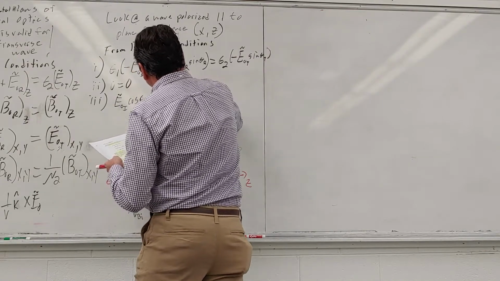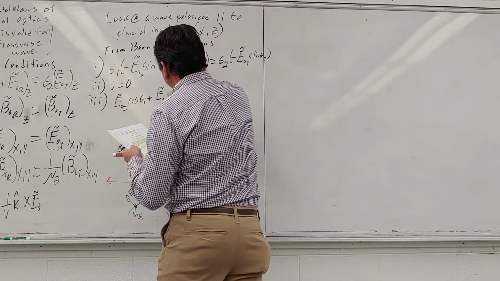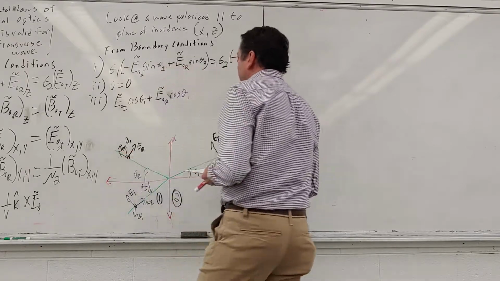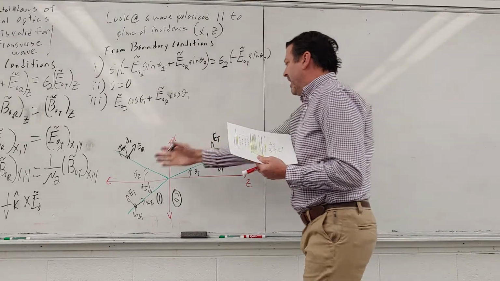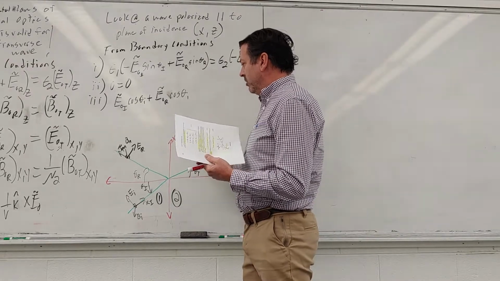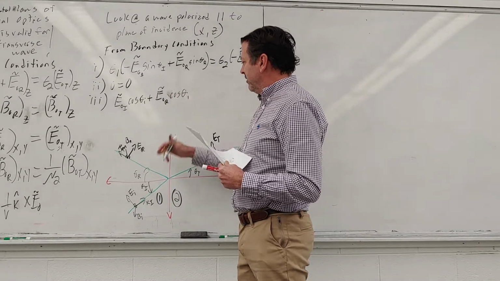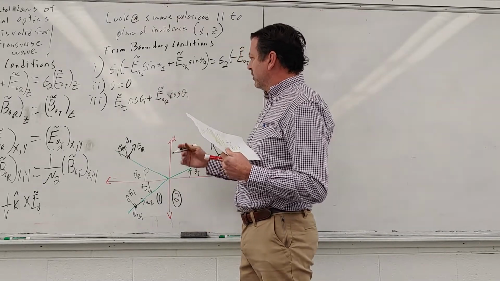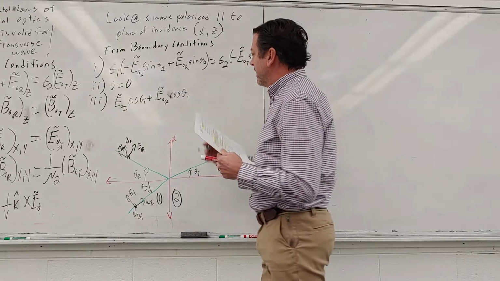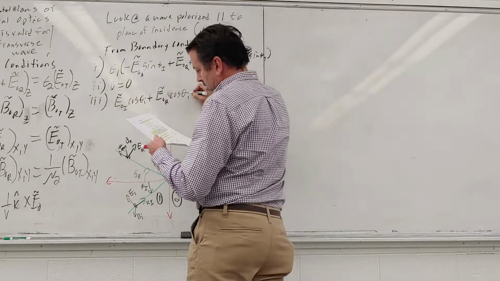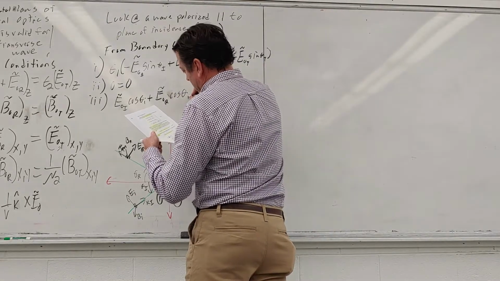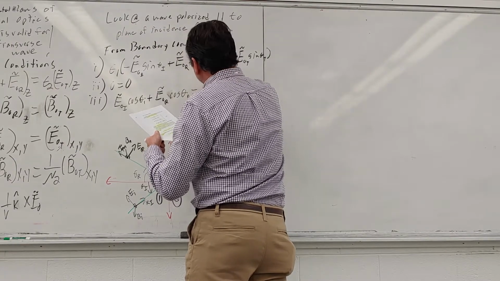So we got the reflected cosine. The sine would be in this direction here. And so for the wave, the cosine of that angle is going to be in the XY plane. Let's see, reflected.